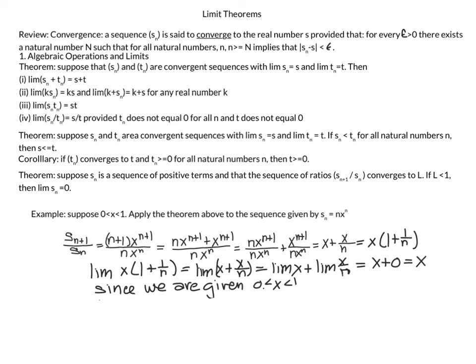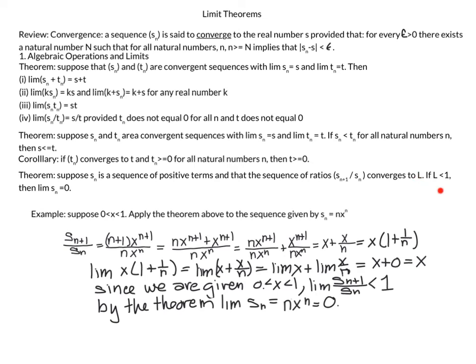And since we were given that x is between 0 and 1, that means the limit of Sn plus 1 over Sn is less than 1, right, since it's equal to x and x is less than 1. Now by the theorem, since the limit is less than 1, that means the limit of Sn, where Sn is equal to n times x to the n, is equal to 0, and I'm done with this exercise.